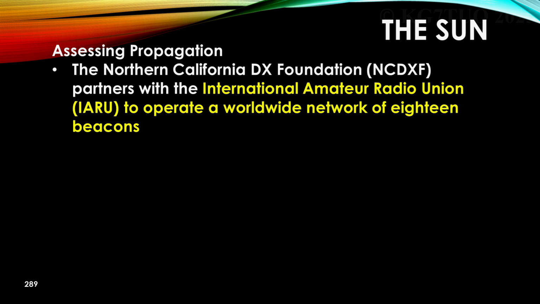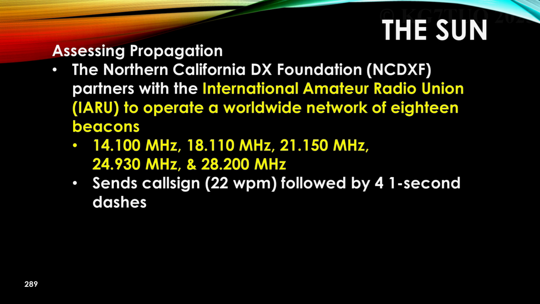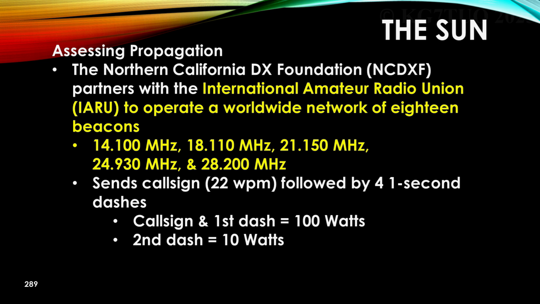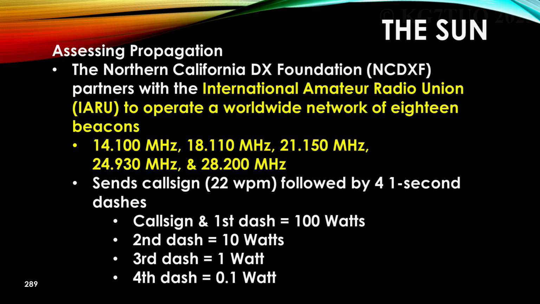So Northern California DX Association partners with the International Amateur Radio Union to operate a worldwide network of 18 beacons on these frequencies. They send call signs at 22 words a minute, followed by four 1-second dashes. Call sign and first dash is at 100 watts, second dash is at 10 watts, third dash is at 1 watt, and the last dash is at 1/10 of a watt. So depending on how many dashes you can hear on any one of those frequencies, you can tell just what your propagation looks like, and what you're likely going to need in terms of transmit power to make that happen.